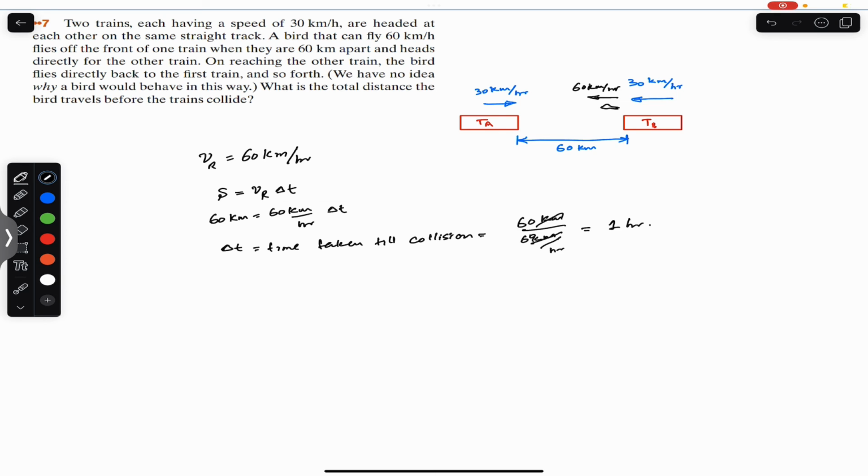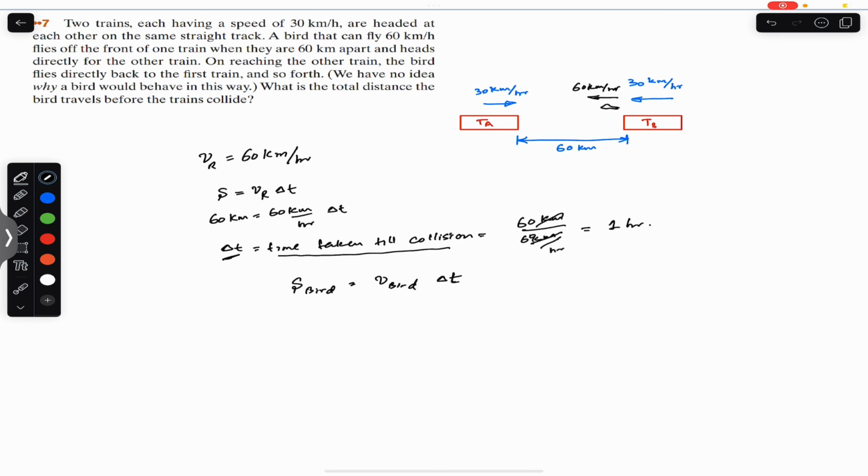Now the bird is moving with 60 kilometers per hour. So we can say that the distance traveled by the bird, I will write this as s bird, will be equal to the velocity of the bird multiplied by that delta t. Since we want to find the distance traveled by the bird when both the trains collide, we will use that delta t, which is the time taken till collision.